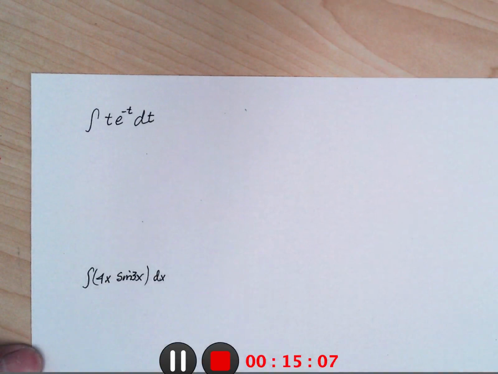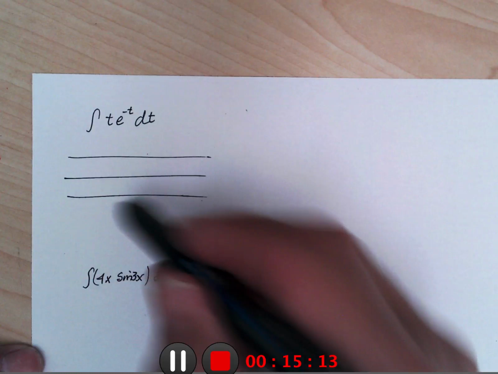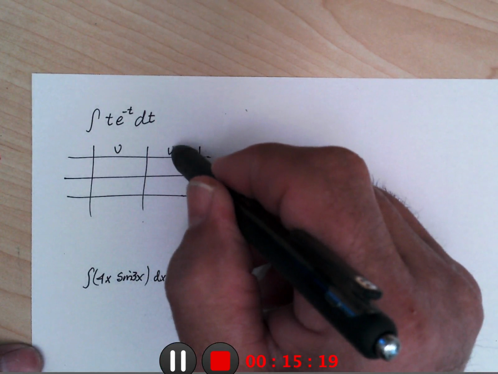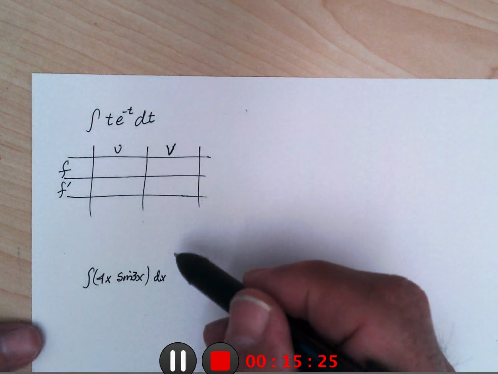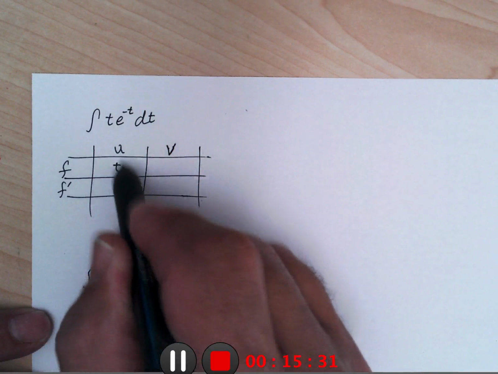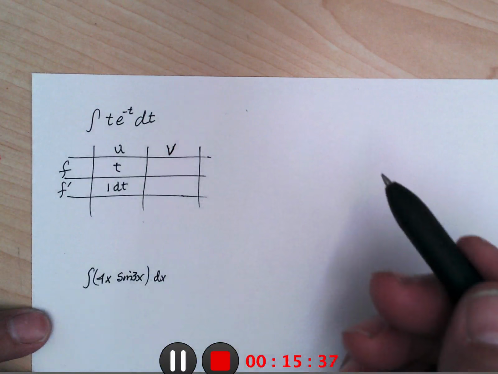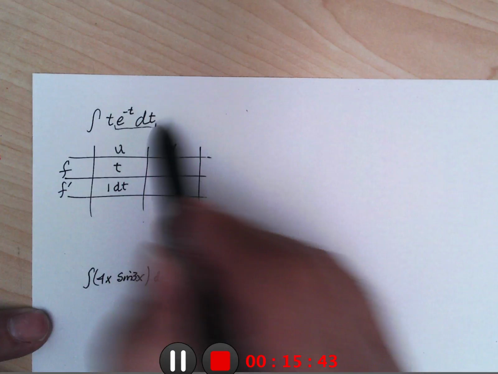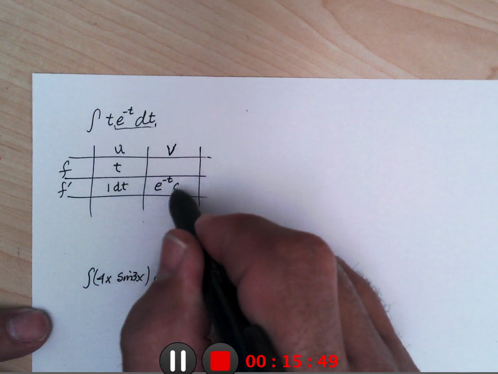So here, I'm going to make a table, because you noticed I needed to know the antiderivative and the derivative of both u and v. So u and v, the function and the function's derivative. So the t, I'm going to let be u, so that when I find its derivative, I get 1 dt. And therefore, I'm going to let the rest of this be the derivative, because it's got a dt, e to the minus t dt. I'm going to let that be the derivative of v.